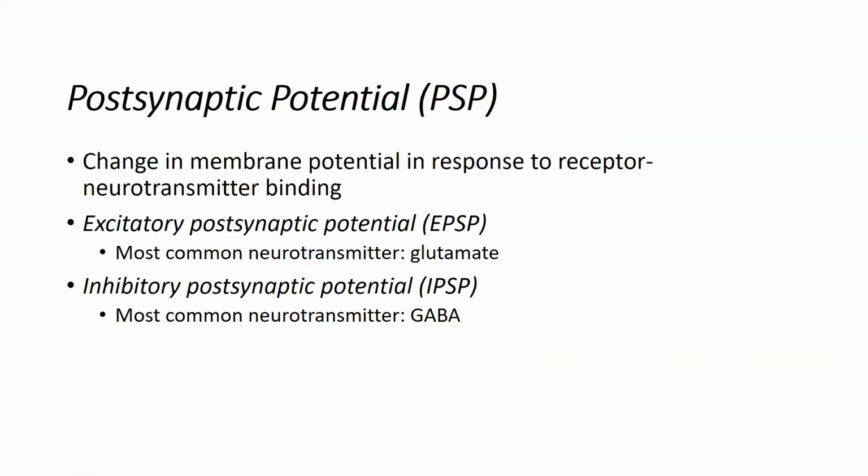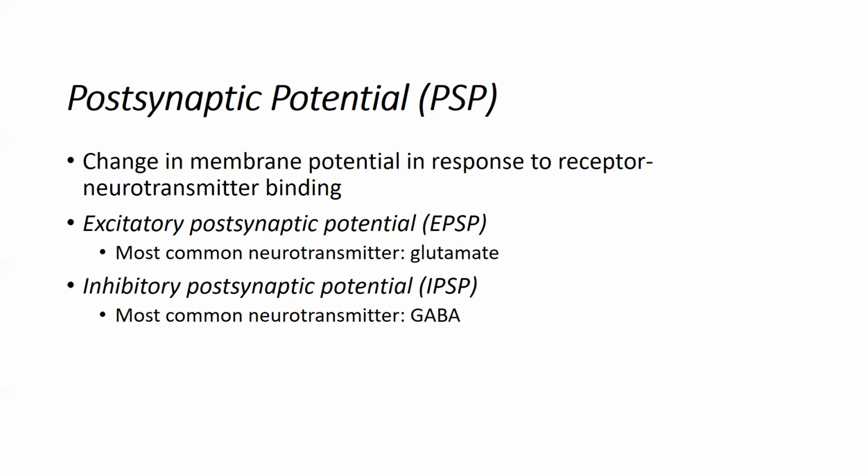So postsynaptic potentials can change the membrane potential in response to receptor neurotransmitter binding. Depending on what type of receptor we had, depending on what type of channel it was, what type of neurotransmitter we had, we would either excite this second cell or we would inhibit this second cell.